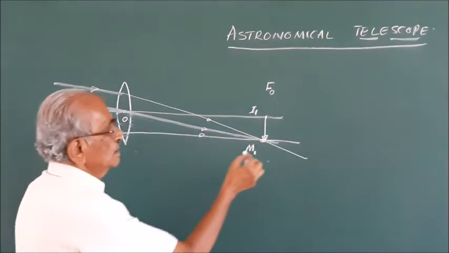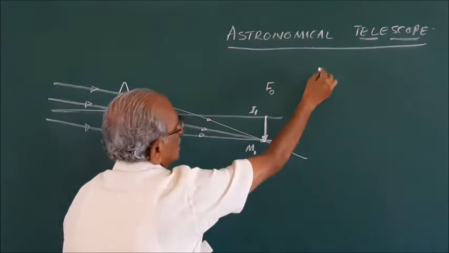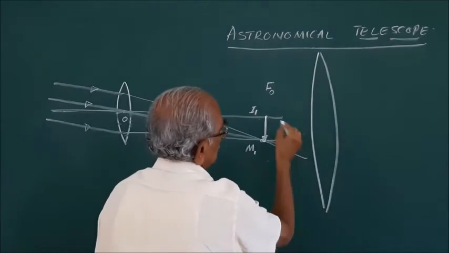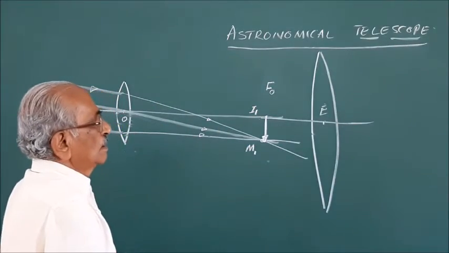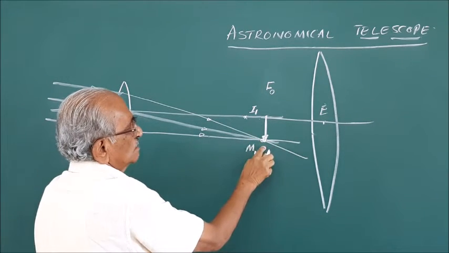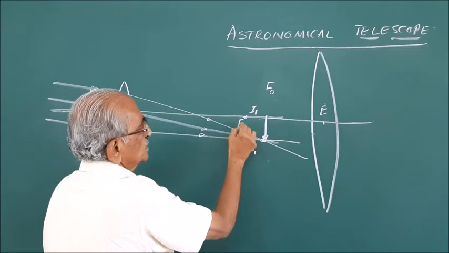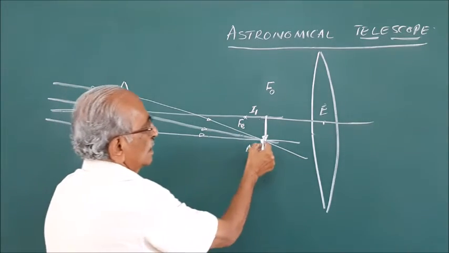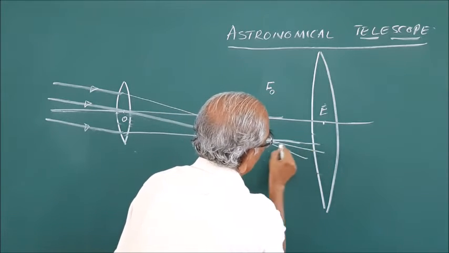Now here, this serves as the object for another lens, the eyepiece. Now we keep the object, that is I1M1, such that it is within the principal focus of the eyepiece E. I1M1 serves as the object. Now these are the rays coming from the object. Observe.